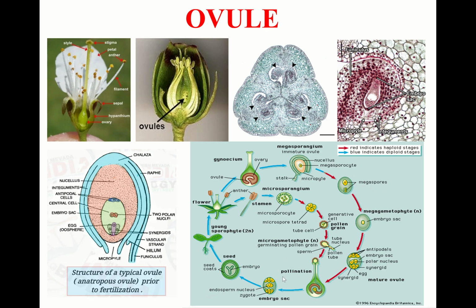So this whole embryo sac develops, and ovules are developed into seeds, as I previously mentioned in the lecture. So the matured ovules or fertilized ovules produce seed.